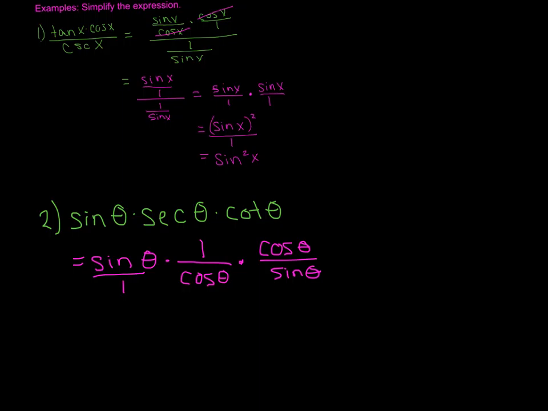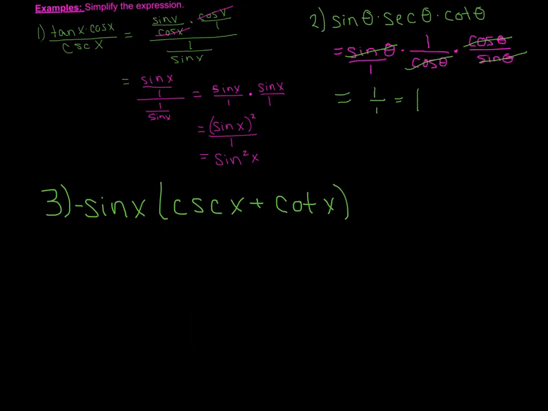So now I want to cancel anything that I can. So I can cancel vertically and diagonally. So I have a cosine on the bottom, and I have a cosine on top, so I can cancel those diagonally. I also have a sine on the top and a sine on the bottom. So I end up with 1 over 1, which just gives me 1. Whenever you cancel everything, remember, canceling leaves you a 1. It doesn't leave you 0. So I end up with 1 as my answer.